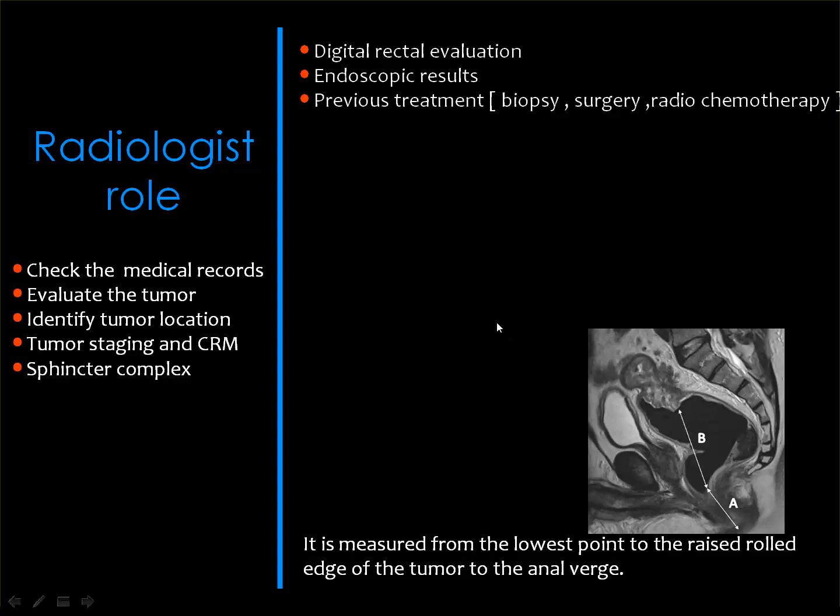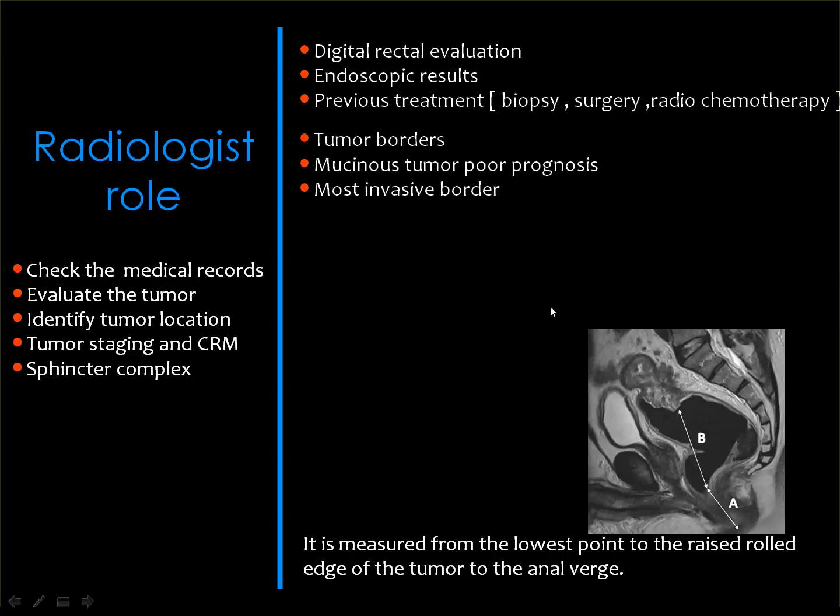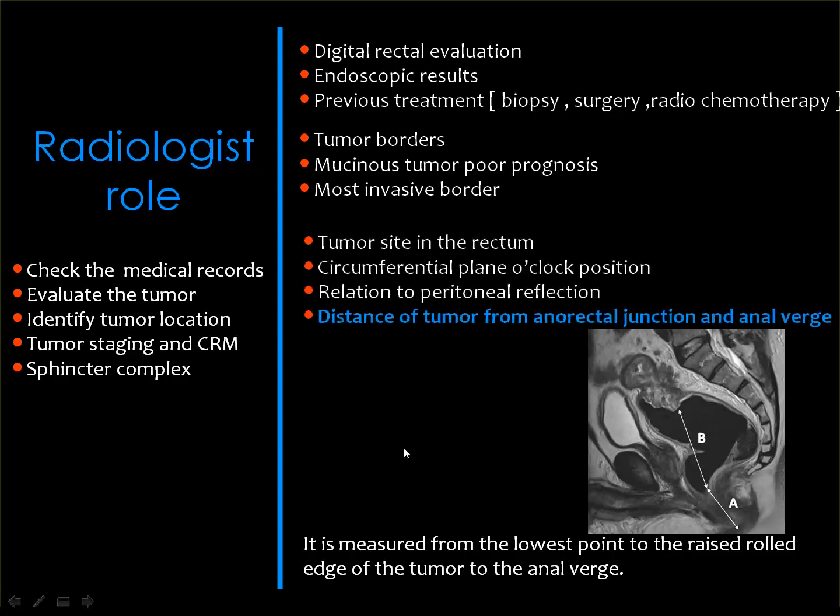Then finally, what is the role of the radiologist in this particular subject? Number one is to check the medical records. He should have an idea about the results of digital rectal evaluation, the results of endoscopic examination, and the results of previous treatment like biopsy, surgery, radiotherapy, or chemotherapy. Then he should evaluate the tumor borders, and you see mucinous tumors, which have poor prognosis, and you see the most invasive border of the tumor.